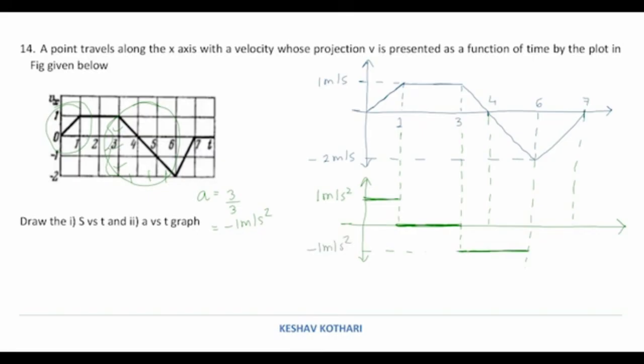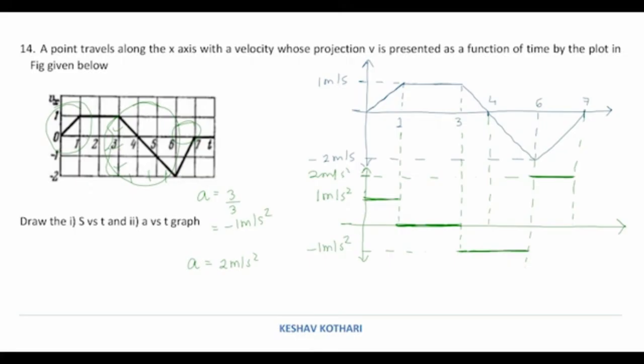Now in this 1 second, the velocity increased by 2. So the acceleration from 6 seconds to 7 seconds is 2 meter per second square and is positive. So we can extend the graph a little to 2 meter per second square, and between 6 to 7 second the acceleration is 2 meter per second square. So this is how the graph is going to look for the acceleration versus time graph.